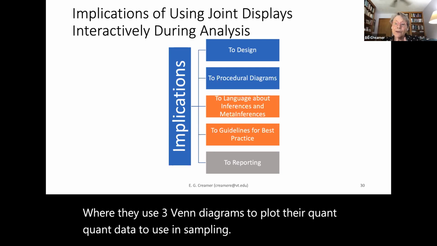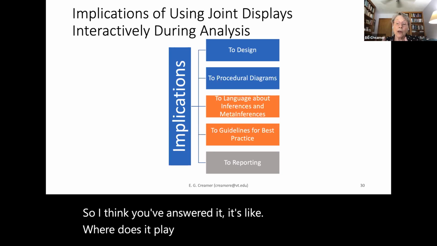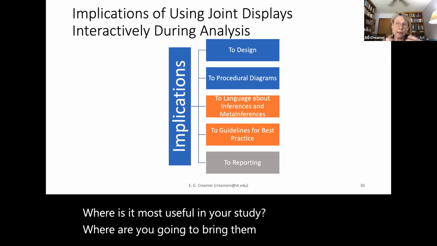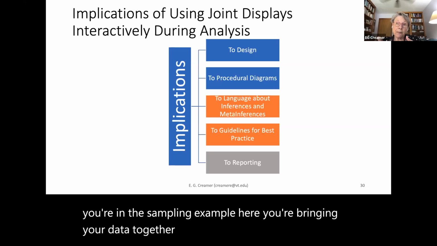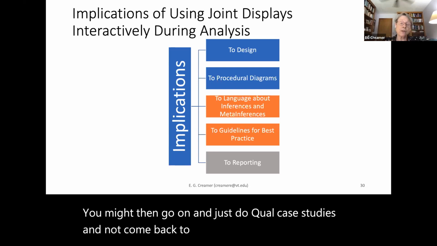So I think you've answered it. It's like, where does it play a role? Where is it most useful in your study? Where are you going to bring them together? So like in the sampling example, here you're bringing your data together at sampling. You might then go on and just do qual case studies and not come back to your integrated data, but you use it at sampling.